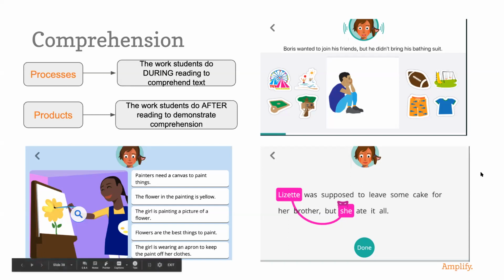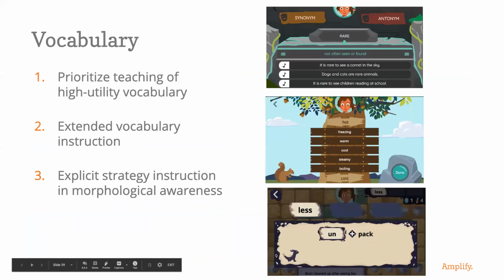Okay, moving on to talk a little bit about vocabulary. We know several things about vocabulary instruction from the research. We know that students learn most of the words that they're going to learn through independent reading. And so we need to focus on a really small set of these to teach for explicit direct instruction.